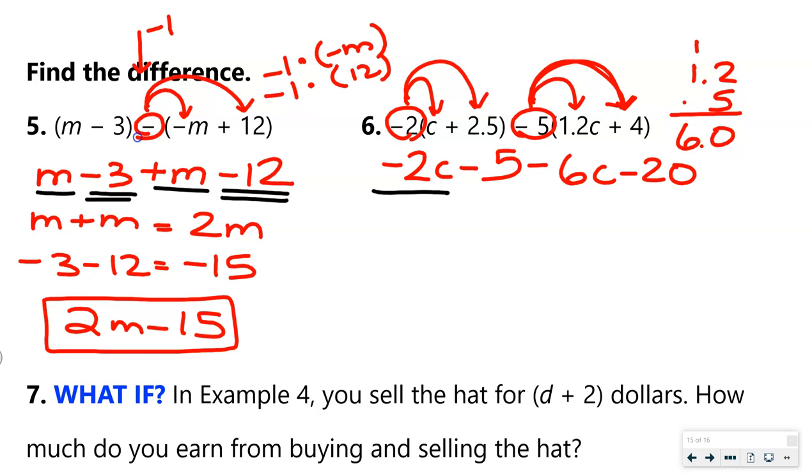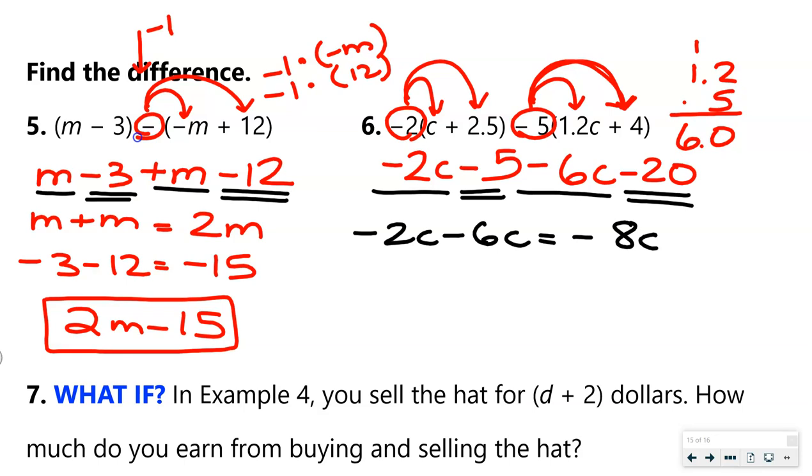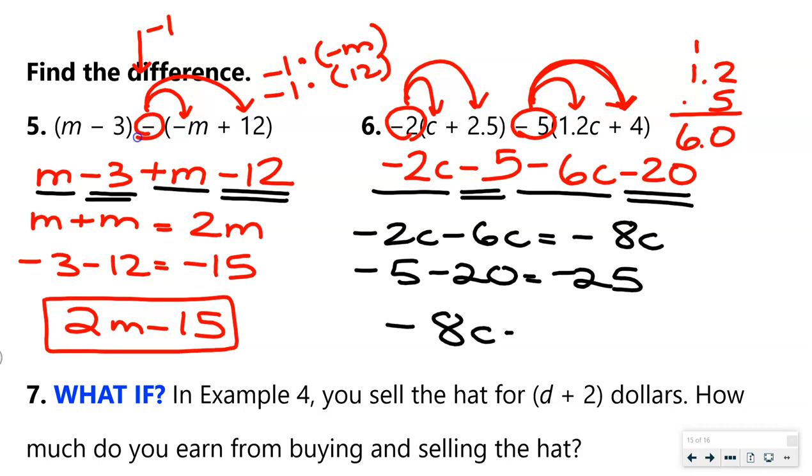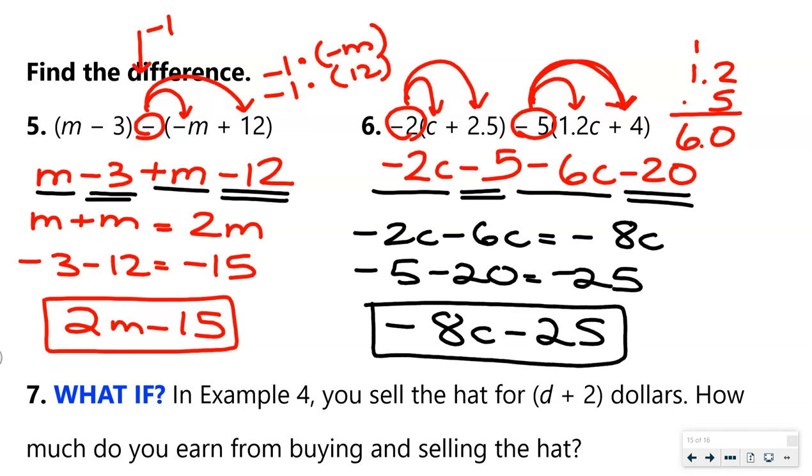Identify my like terms. You can use any method: boxes, circles, underlines, or use your colored pencils or your highlighters. So we say negative 2c minus 6c equals negative 8c. Negative 5 minus 20 equals negative 25. So in the end, we have negative 8c minus 25 as our final answer.